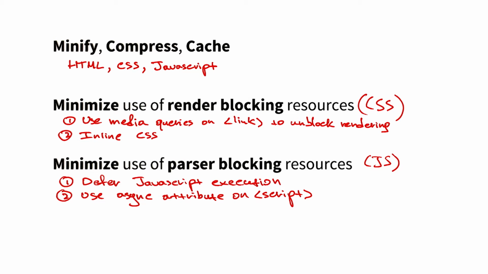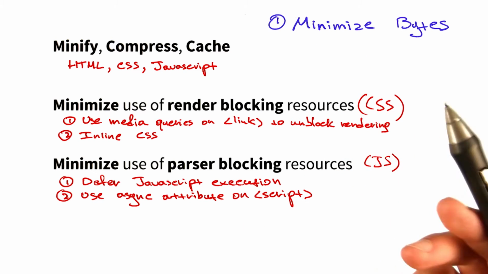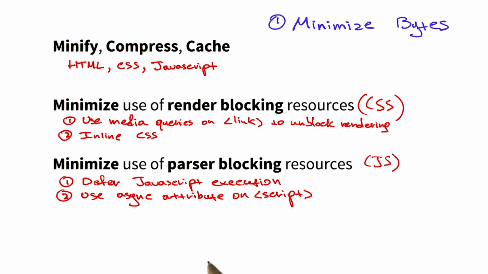Spot on. That's the first bucket. Minimize the number of bytes. The fewer bytes we need to download, the faster the browser can get the data and start processing to render the page. Any other patterns?